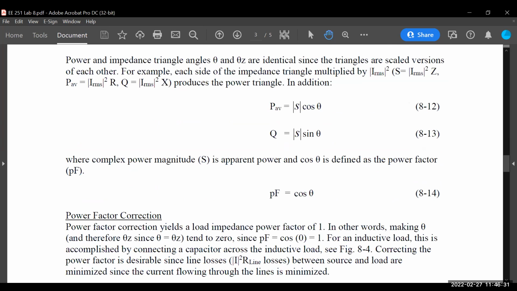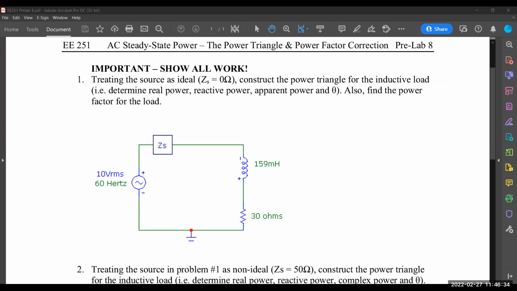let's go back to the question. We have a source supplying 10 volts RMS at 60 hertz, and a source impedance ZS. We are treating ZS as equal to 0, so we ignore that. Inductor value is 159 millihenry and resistance is 30 ohms. Let's see how we can solve for all the quantities asked of us. What you do is take all the information that is provided and compare it to the equations that we have available in the lab.